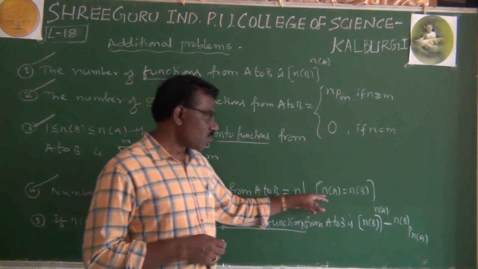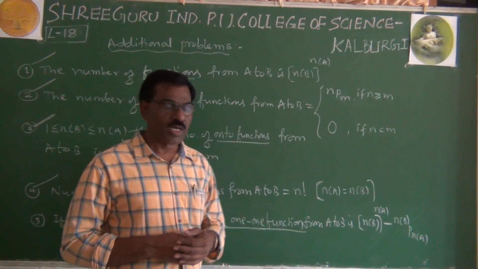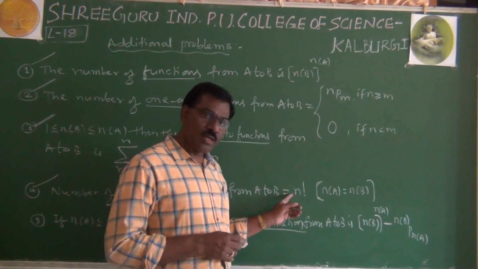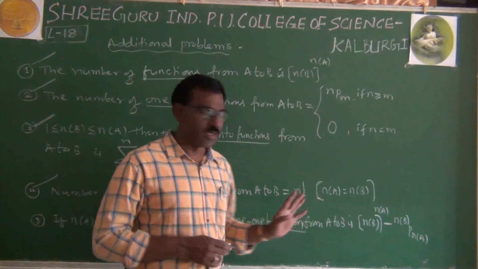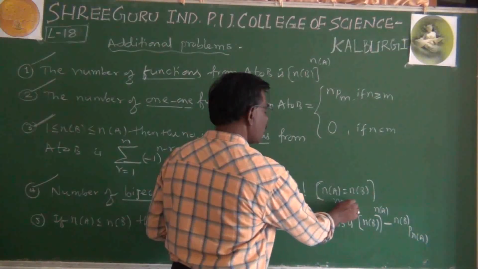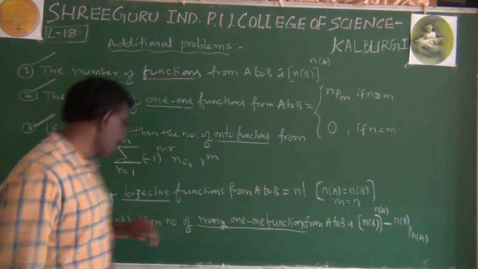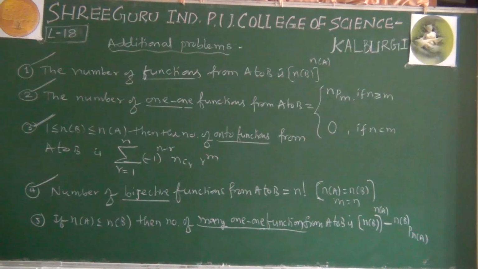Suppose both sets contain 2 elements. Then 2 factorial. Even if it is not n factorial, even if you write m factorial, because m equals n, indirectly m equals n, the number of elements. This is also very, very important.